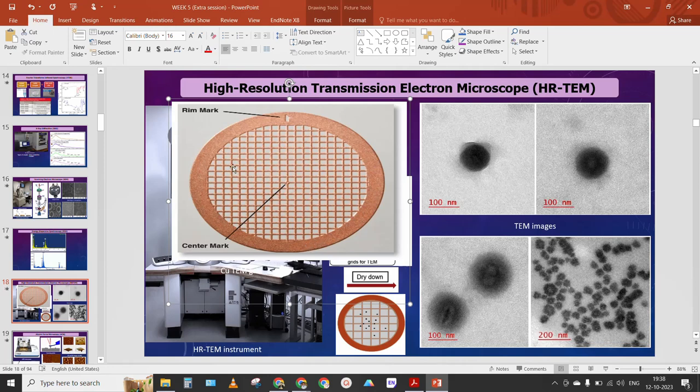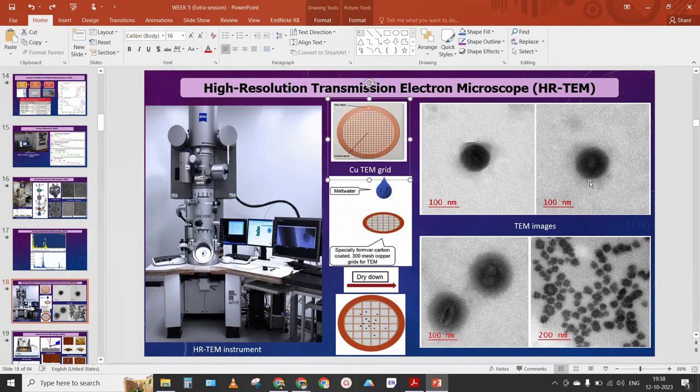So there are various chambers in it. Rim markers are there, a center mark is there. So how do we prepare the sample for the transmission electron microscope? Suppose we have some liquid sample of nanoparticles. We consider this drop of nanoparticles. We'll pour that drop of nanoparticles on the copper grid. Then we'll leave this for 4 to 5 hours to let it dry. Then all the nanoparticles will adhere to this copper TEM grid. After evaporation of all the liquid solvent, we'll use this copper grid for the TEM analysis.